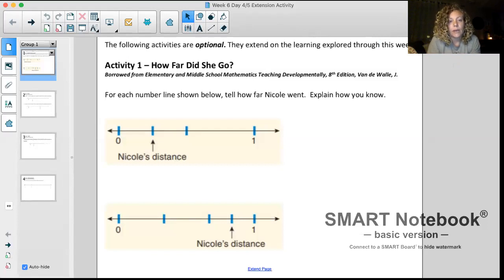So activity 1, how far did she go? For each number line shown below, tell how far Nicole went. Explain how you know. Like we always do, we always want to look at our endpoints first. So you see here, our endpoints are 0 and 1, our whole numbers. And then we have some lines in between. But obviously this space is not all the same, right? This and this are about the same, but this space here is much bigger.